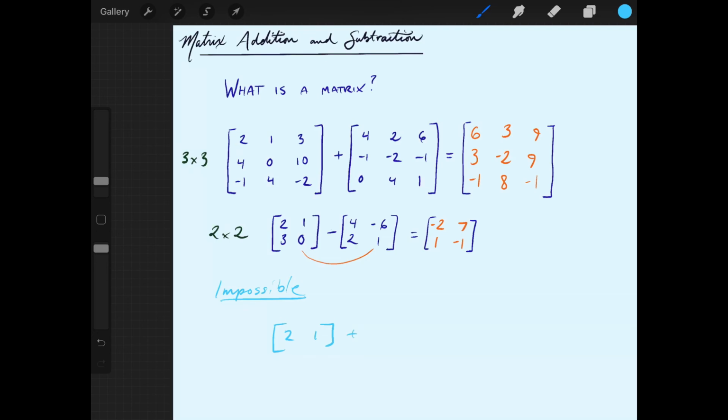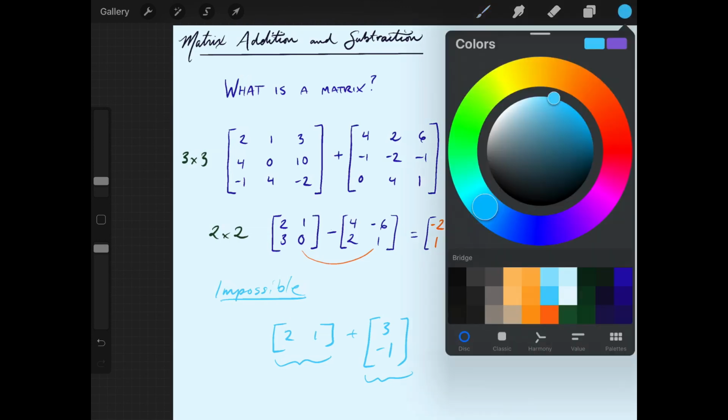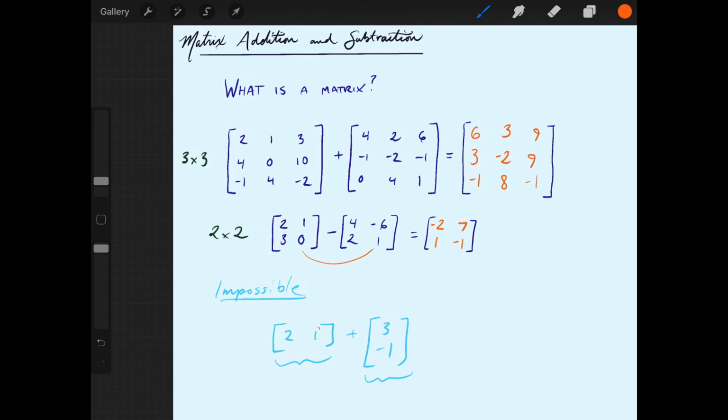You cannot take, for example, a 1 by 2 matrix and add it to a 2 by 1 matrix. Hopefully I said that right. You can't take a 1 by 2 matrix and add it to a 2 by 1 matrix because they're just not the right shape. You'll see if we try and do this, like this element is in the rightmost position. There is no rightmost position in the differently shaped matrix, and so there's just not a way to do this problem. Basically, matrices have to be the same shape and size.